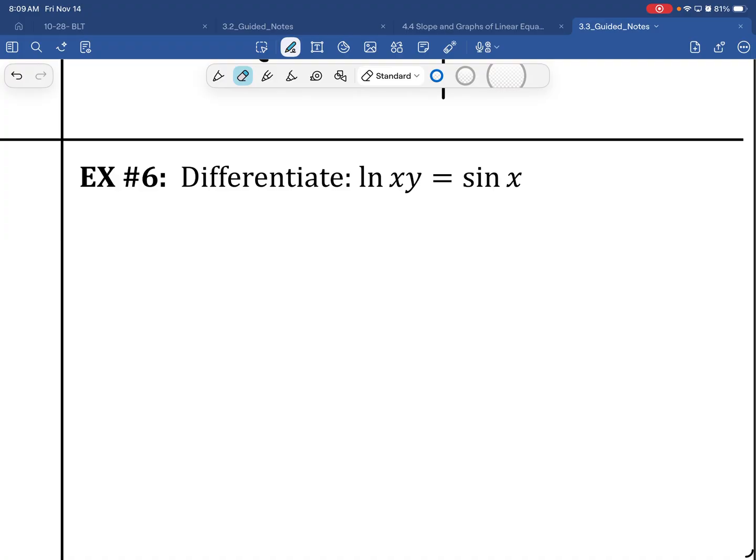Are you going to use implicit differentiation on the problem like it is, or are you going to try to use a log property to rewrite the problem? We can do it either way. I'm just curious what you would be thinking.